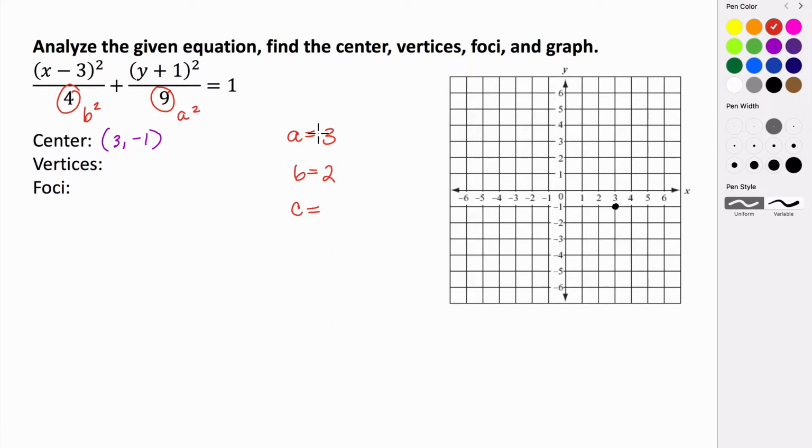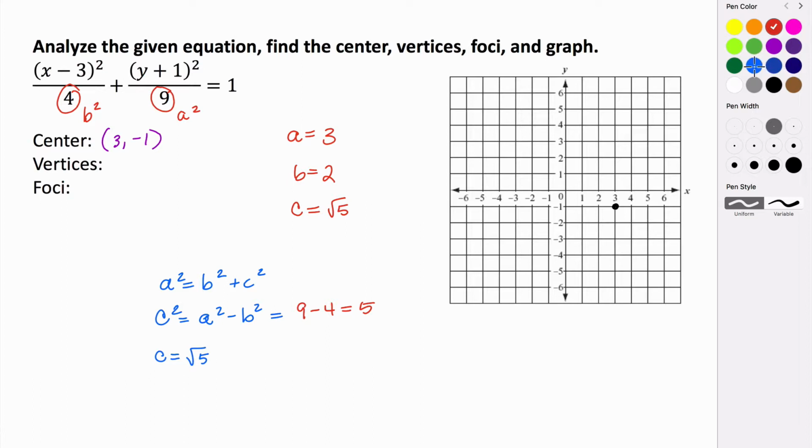And then c, we don't actually know just from looking at this equation, but we know that the relationship between a, b, and c is as follows. So we know that a squared is equal to b squared plus c squared. So we can isolate the c squared here by subtracting b squared on both sides. So c squared is equal to a squared minus b squared, which is 9 minus 4, which is 5. So that means that c is equal to the square root of 5.